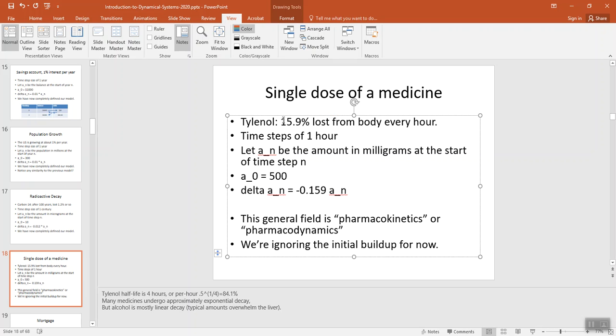So roughly 15.9% is lost or decays from the body every hour. Let's take time steps of 1 hour. I'm going to say we have 500 milligrams in the body to begin with.